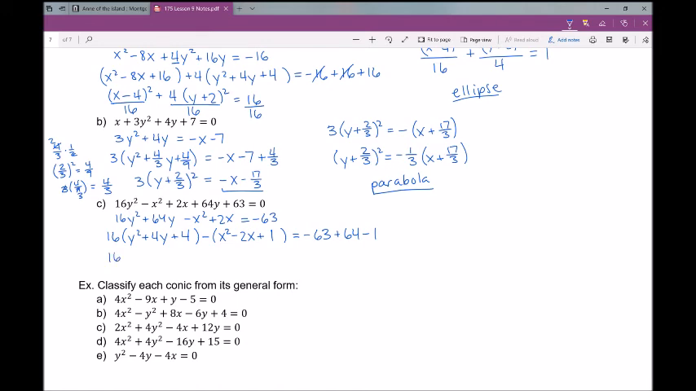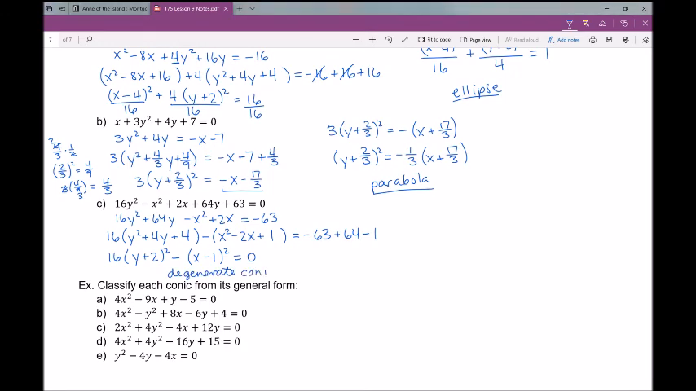So we get 16 times (y plus 2) quantity squared minus (x minus 1) quantity squared is equal to, so let's see, 63 and 1 is 64, so we have minus 64 plus 64, which is 0. Okay, so here is where our problem sets in. So now we have 0 on the right side, so there is nothing that we can divide by 0 to give us 1. It just will not work. Okay, so this is a case where we have a degenerate conic.